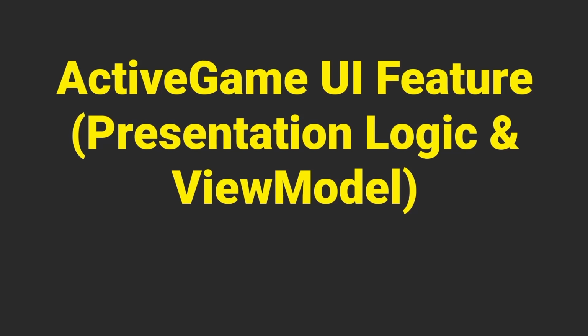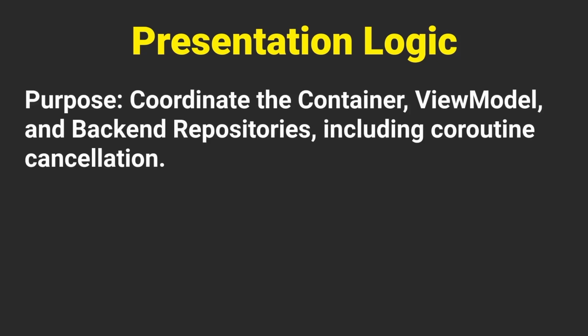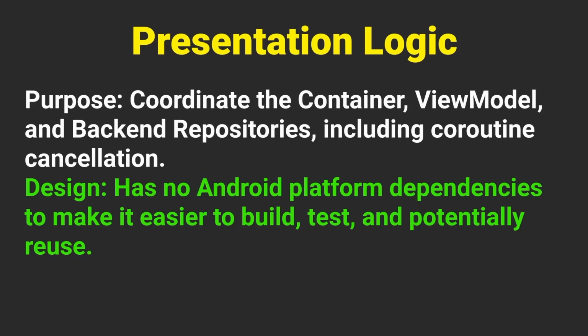In this part of the tutorial, we will create the event sealed class, ViewModel, and presenter for the active game feature. Before we do that, let us look at a few design decisions involved in this architecture. The purpose of our presentation logic class, which I call logic for short, is exactly as the name implies. It handles the work of coordinating the container, ViewModel, and backend repositories. If notified of a non-stop event, it will also cancel all coroutines. It does not possess any Android platform code, which makes it loosely coupled and very easy to test. I might also consider reusing it for a desktop version of this app, but we'll see.